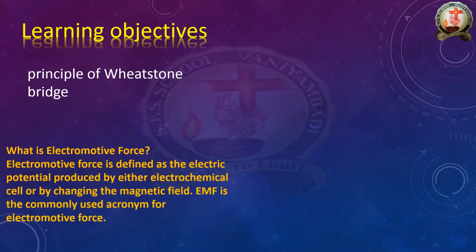Using the Wheatstone bridge, we are going to calculate the EMF of the cell. EMF is nothing but the common acronym of electromotive force. Electromotive force is defined as the electrical potential produced by either an electrochemical cell or a changing magnetic field. EMF is commonly used as the acronym for electromotive force.